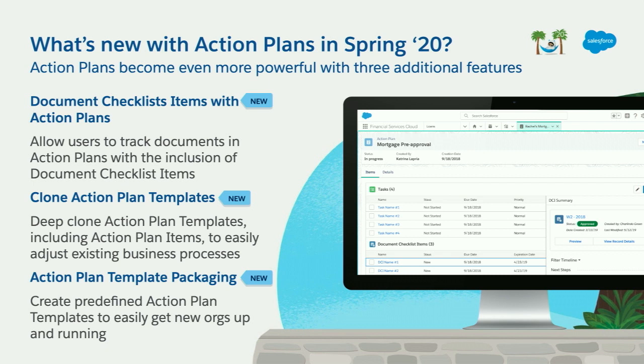The second is around deep cloning of action plan templates. Anytime you have a change in a business process, before this, you'd have to go and create a brand new action plan. Now you'll actually be able to clone the entire action plan, which includes both a group of tasks and a group of document checklist items, to make any subtle changes you need to adapt to new and changing business processes.